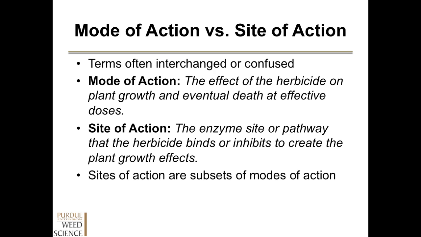The mode of action is the effect of the herbicide on plant growth and the eventual death at an effective dose. A lot of times this is what we think of as the visual symptoms on the plant. So the mode of action is just how it affects the plant. The site of action is the specific enzyme site or pathway that the herbicide is binding or inhibiting to create that plant growth effect. So you can think of the sites of action as more specific, and a lot of times they're subsets of those modes of action.